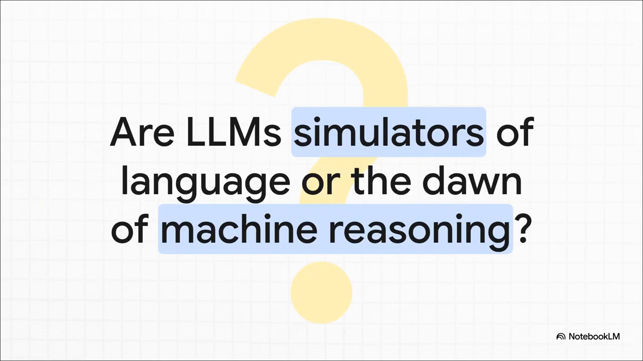Which leaves us with the big, unanswered question. Are these large language models just incredibly sophisticated parrots? Statistical systems that are just brilliant at faking human language and logic without any real understanding? Or are we standing right at the beginning, watching the very first sparks of genuine machine reasoning flicker into existence? Honestly, the answer isn't clear yet, and it might just be the most important technological question of our lifetime.